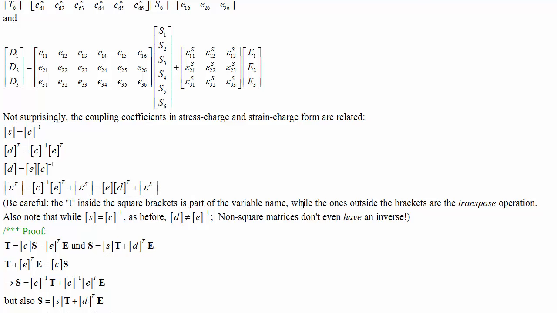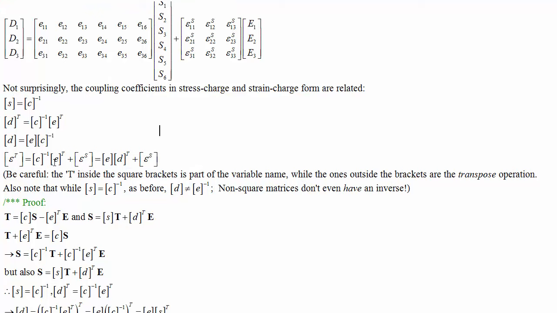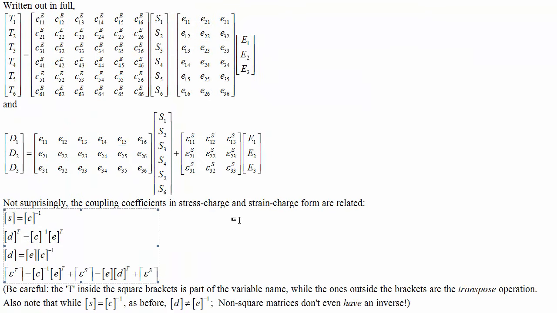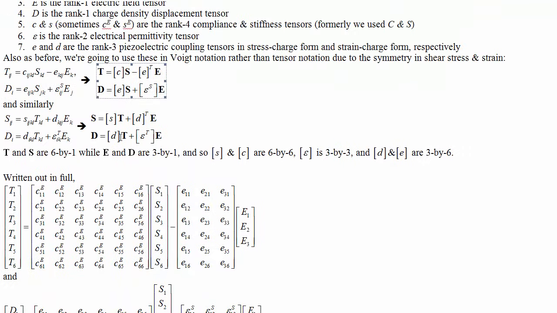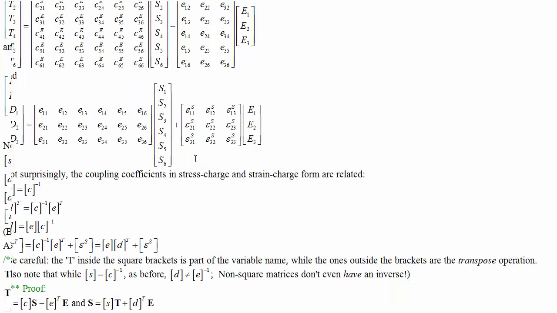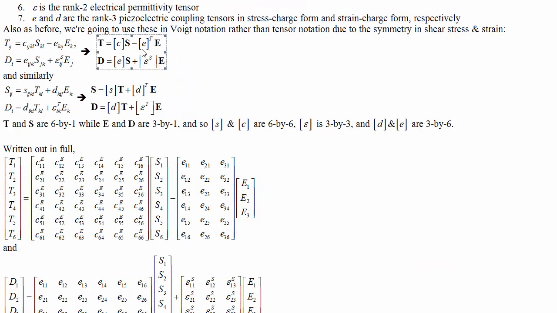Okay, so the T inside the variable, inside the brackets, now is part of a variable name. Everything inside these square brackets here is what I'm using to distinguish matrices from vectors. The T outside is a symbol for transpose. So this means matrix transpose of this D matrix here. And this means matrix transpose of the E matrix, but inside here, the T means just epsilon T, the stress version of epsilon, rather than the strain version up here.